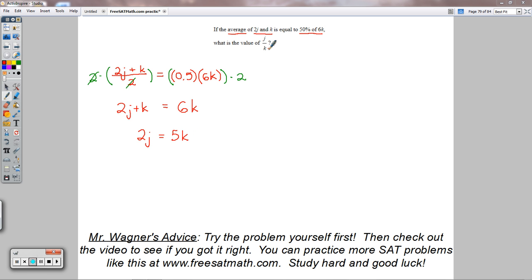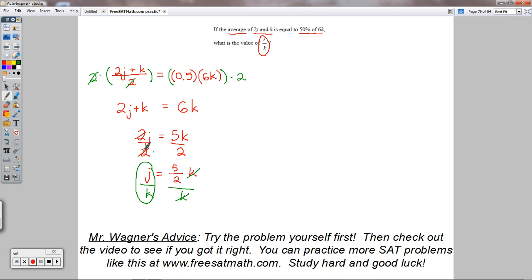And then from there, since I'm looking for the value of j divided by k, if I divided this side by k and this side by k, well, actually, I think a better idea, or a simpler way to see it, would be to divide both sides by 2 first. We'll get that and that to cancel. We'll have j equals 5/2 times k, and then if I divided both sides by k, the k's would cancel here, and I'd be left with what I'm looking for.